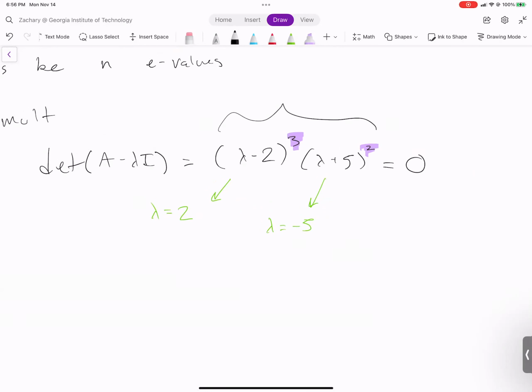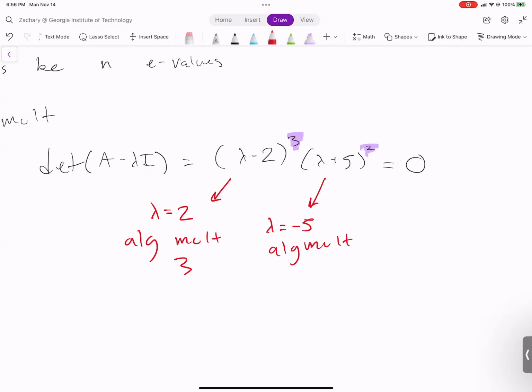Yeah, you had a question? Oh, I'm sorry. Yeah, I can change colors. Let's make it red. Is that better? Yeah, of course. Okay. So for this question, what we would say is lambda equals 2 with an algebraic multiplicity of 3. And lambda equals -5 has an algebraic multiplicity of 2. Okay. Cool. So far, so good. Any questions on this stuff?